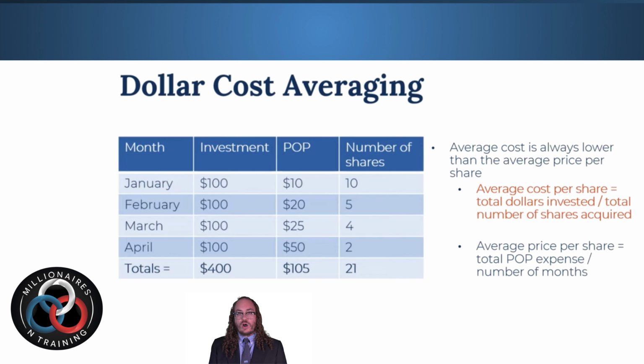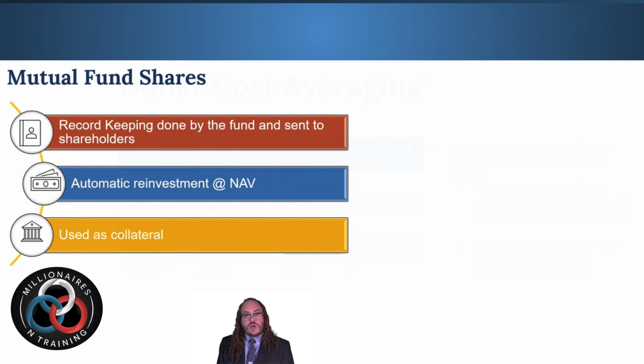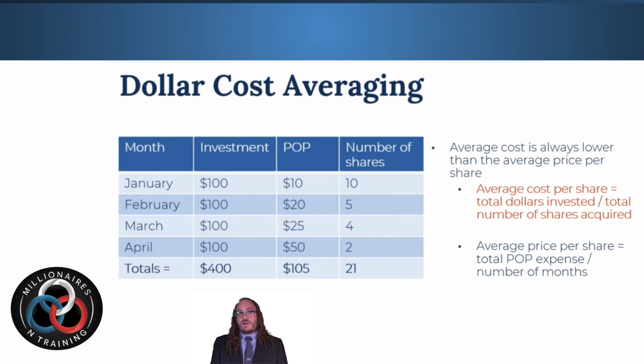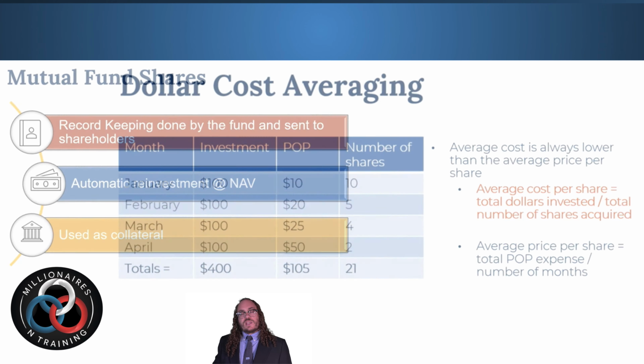To find the average price, you take the total public offer prices and expenses, that'd be 105, divided by the number of months, that's 4. Instead, we look at the cost basis. This is the formula that we might have to calculate. We take the total dollars invested, which is 400, and divide it by the total number of shares that's acquired, which is 21, in order to get our average cost per share. So $400, divided by the total number of shares that were acquired, 21. This gives us a dollar cost average of $19.05.